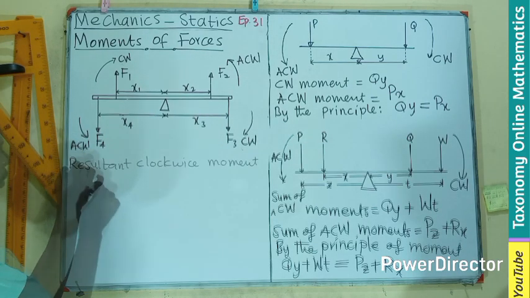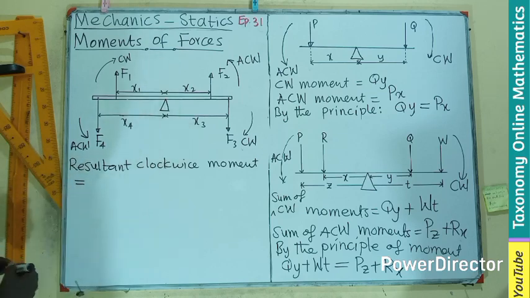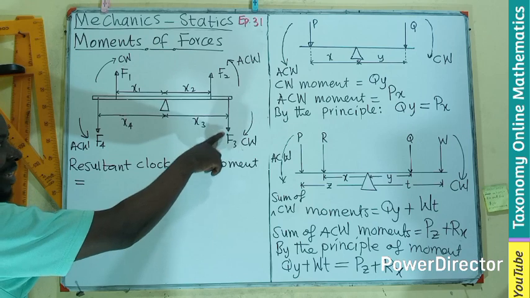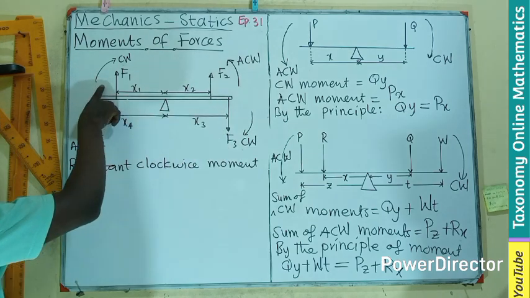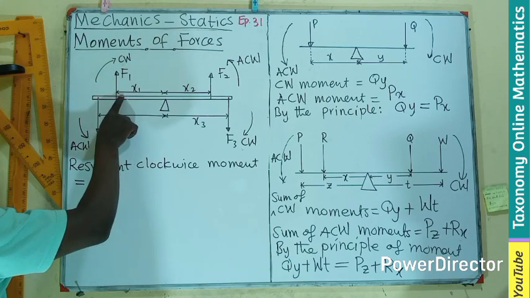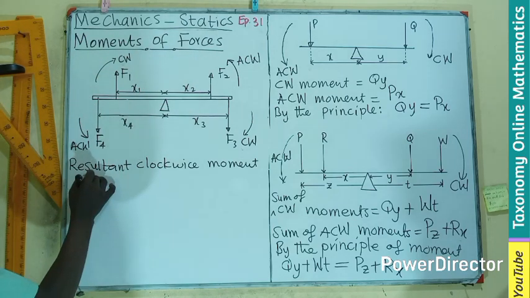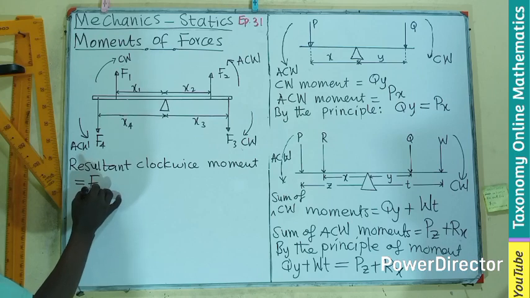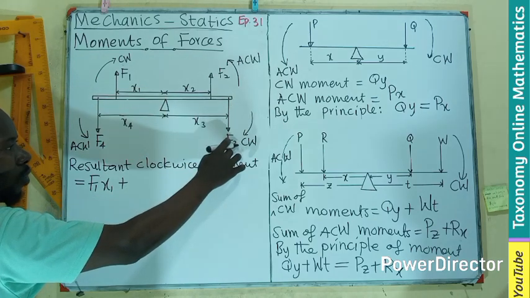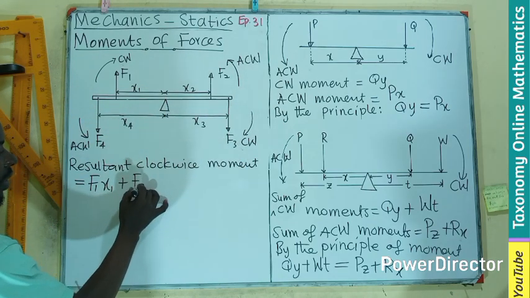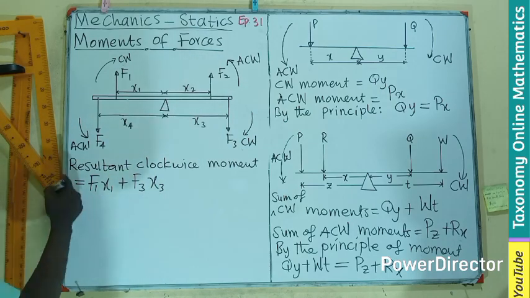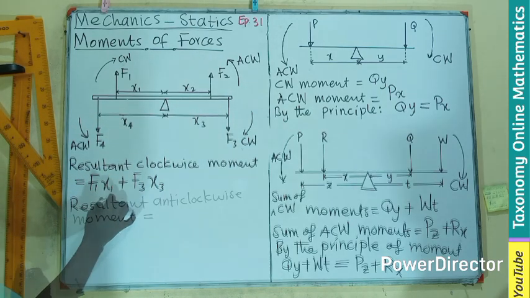So we can resolve the resultant. Let me make it that way. So the resultant clockwise moment. Let's begin from here. It's 1 and 3. You see, this is clockwise. Force 1 is moving with the distance x1. Therefore, I'm having force 1 times x1 plus the next one, which is also clockwise. That will be force 3 times its distance perpendicular to the force, x3.